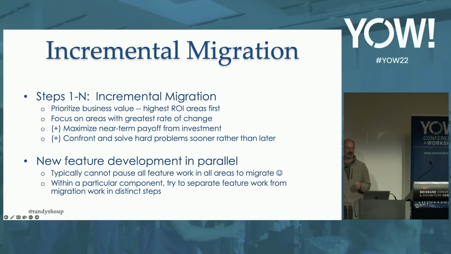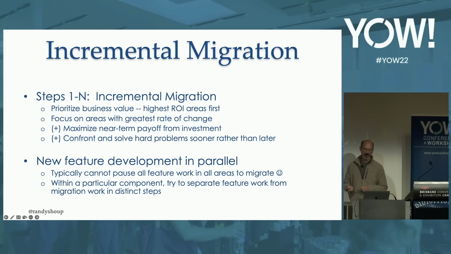And the worst thing that we can do is migrate a part of the system to the new architecture and also do feature changes in it at the same time. Because then when, not if, something goes wrong, it's hard for us to unpack whether it was the migration and the architecture or it was the new feature that we did.